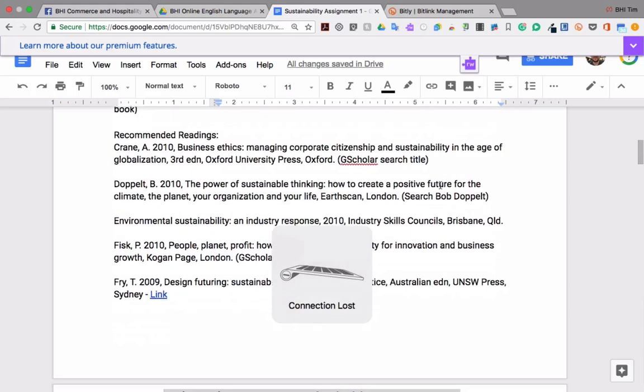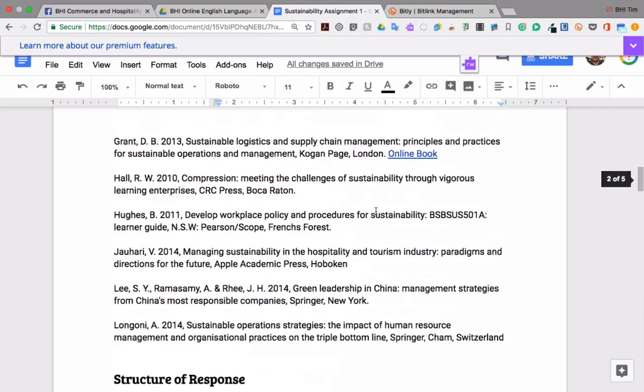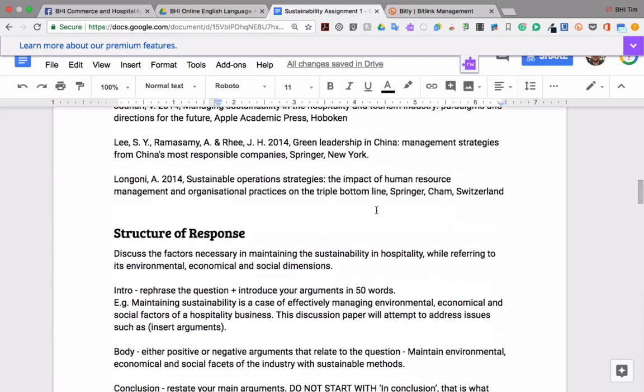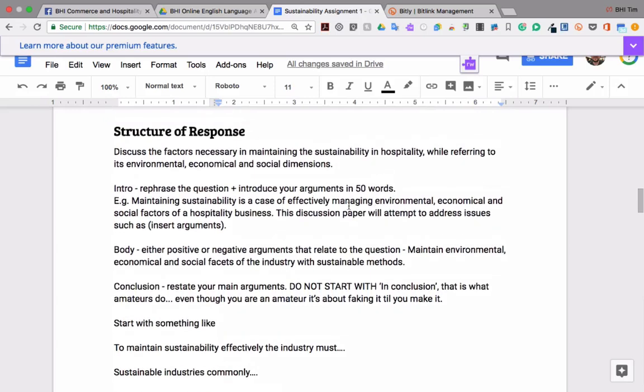There's the reference material here that Marie-Paul has given, and I've also given some instructions there. There's an online book for some of these things. For some of the things you should look in Google Scholar. Okay, so that's all the reference material. There's quite a lot, and you can look for your own reference material as well. Let's get into the structure of this response.